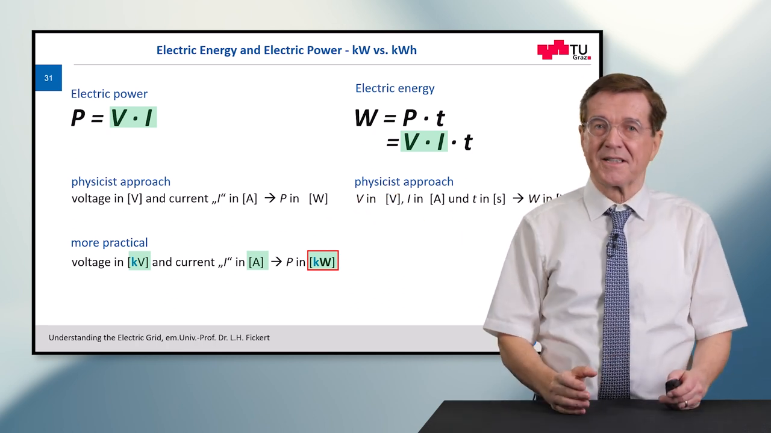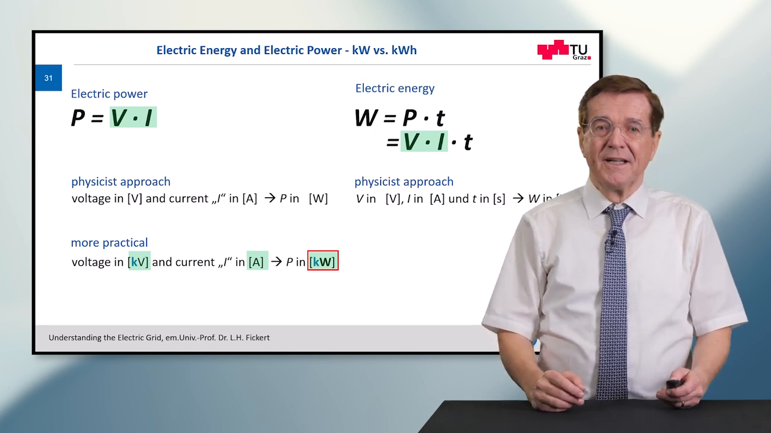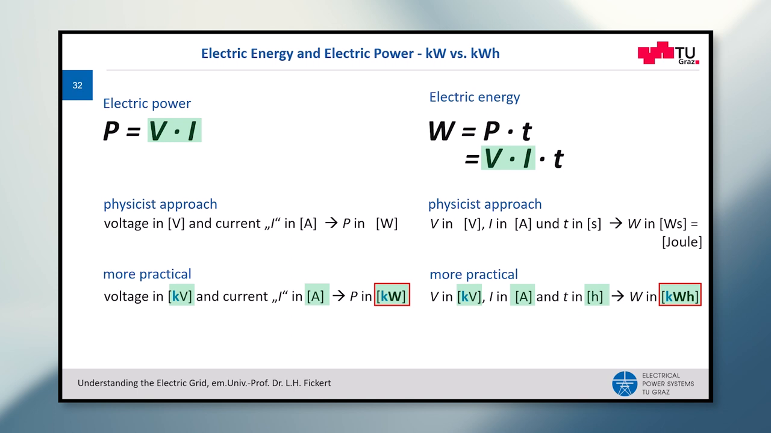Maybe you have seen this on a nameplate of a device, a motor, an electric heater. And for more practical reasons, if we give the voltage in kilovolts, the current in amps, and the time during which this energy and the power is flowing in hours, then we arrive at the kilowatt hour.